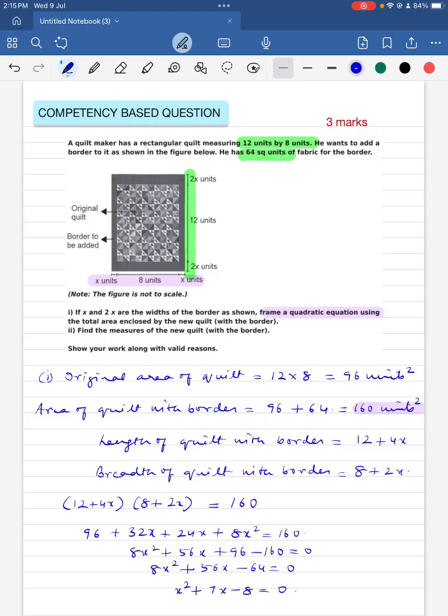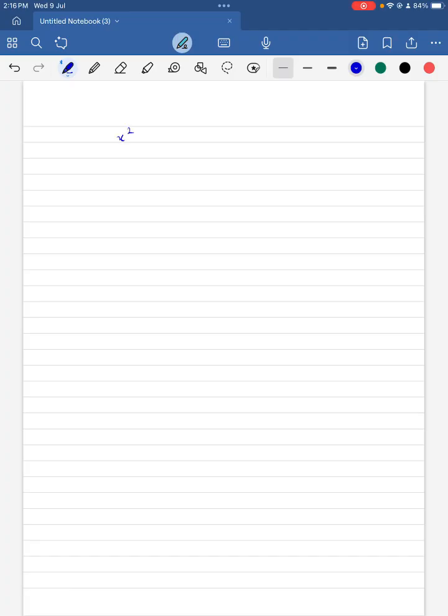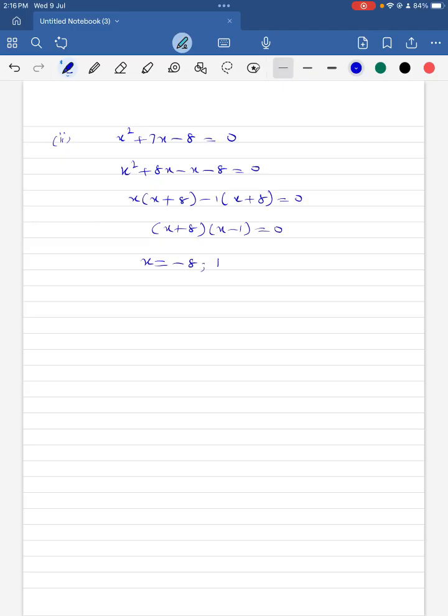Now in the second part they've asked you to find the measures of the new quilt with border. So let me solve this quadratic equation and find what x is, and then I just need to substitute it in this, and I will get the length and breadth of the quilt with border. So that's x squared plus 7x minus 8 equal to 0. Let me split the middle term as 8x minus x minus 8 equal to 0. So x into x plus 8 minus 1 into x plus 8 is equal to 0, which gives me x plus 8 times x minus 1 equal to 0. The values of x now become minus 8 and 1.